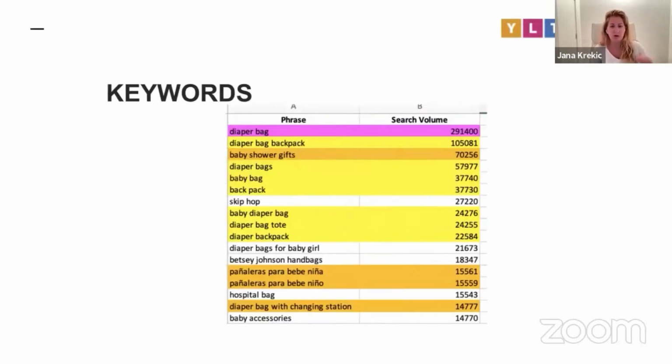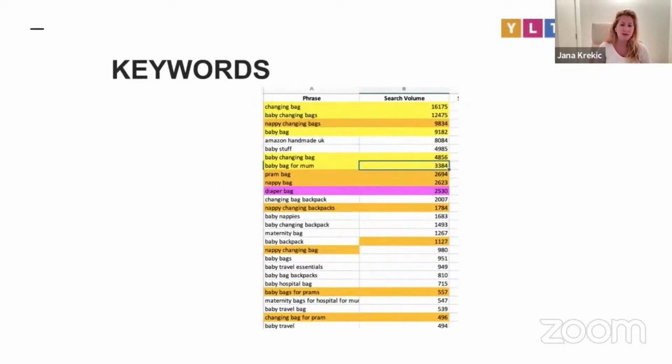The orange keywords are localized, which means very specific for that marketplace, which are baby shower gifts, all these Spanish keywords, which I already mentioned, and diaper bag with changing station. If this is compared to the UK keyword list, you will see that these localized keywords are nowhere to be found.